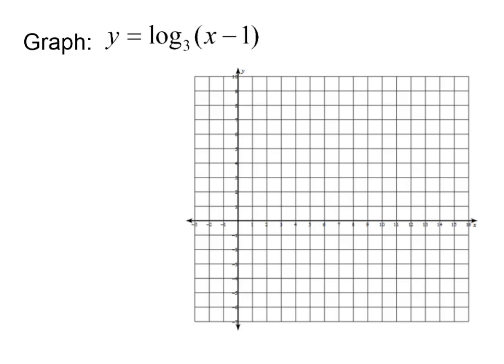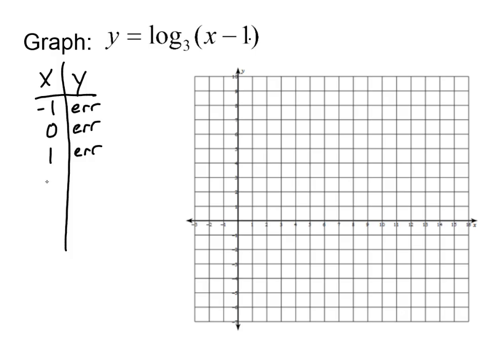This is our last example. In this example, I'm going to create a table of values. Now in this situation, I again cannot plug in negative 1 because negative 1 minus 1 is negative 2. That would give me an error because I'm doing a log of negative 2. If I plug in 0, 0 minus 1 is negative 1, still can't do it. And when I plug in 1, 1 minus 1 is 0, I can't do logs of zero.